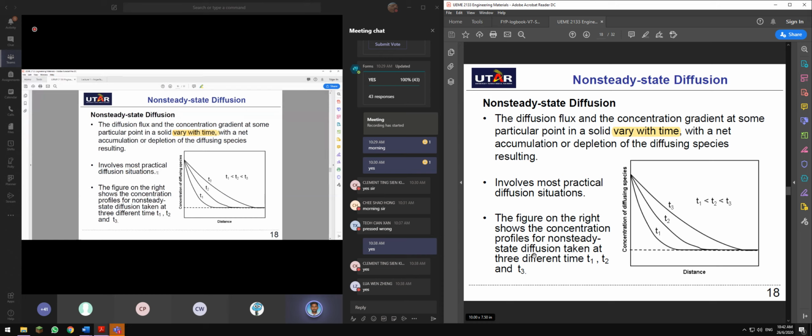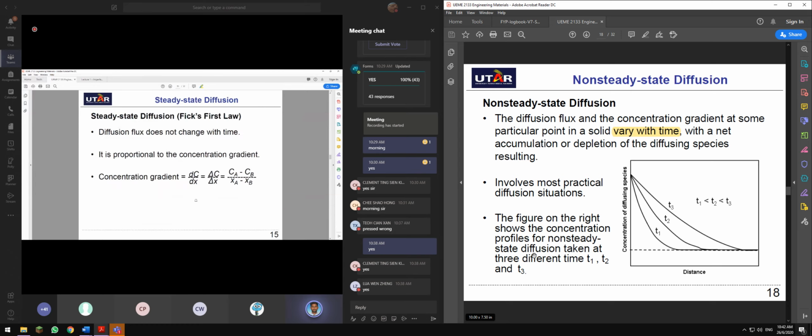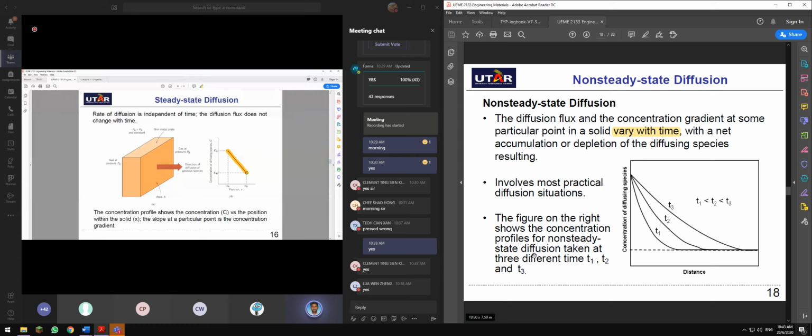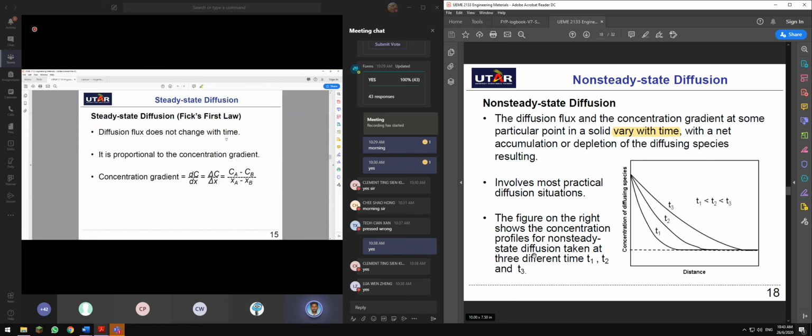If you look at this figure, it shows the concentration profile for non-steady state diffusion taken at different times. At T1, you have this concentration profile. At T2, you have another concentration profile, and at T3, you have another. These are independent of each other, so the time varies. Whereas for steady state diffusion, the time is fixed, and the diffusion flux does not change in time.